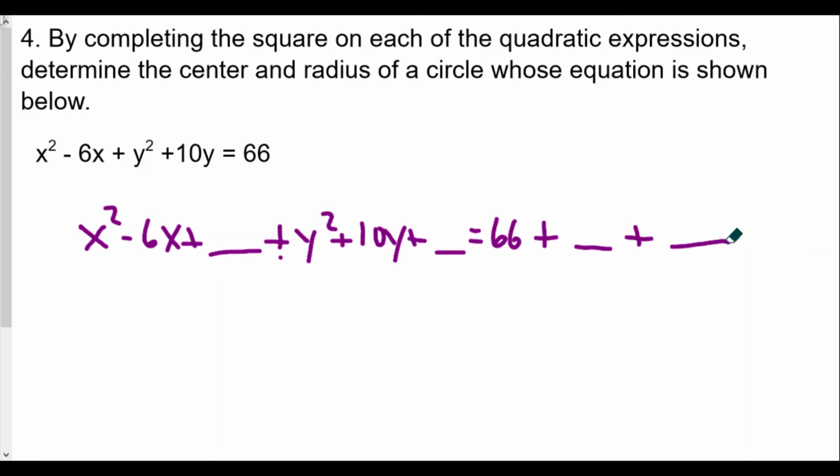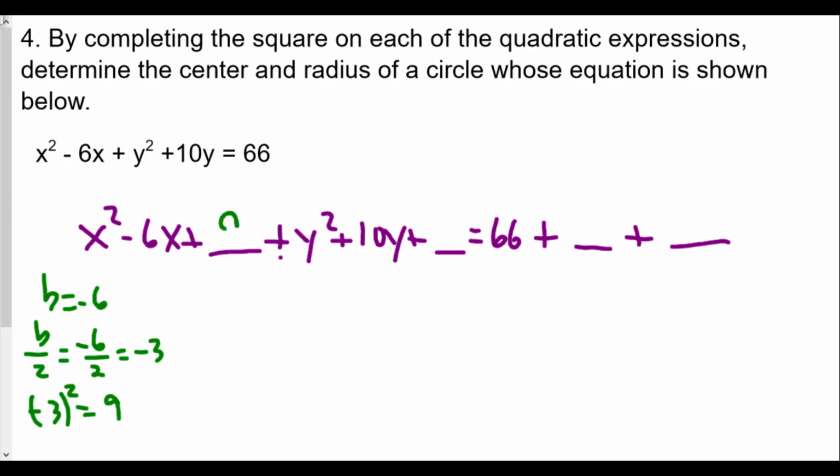Our b value for x is going to be negative 6. To complete the square, we take b over 2, which is −6 over 2, which is negative 3. And then we square it. Negative 3 squared is equal to 9. So I put 9 for the x value, but if I put 9 for the left side, I must add 9 to the right side.